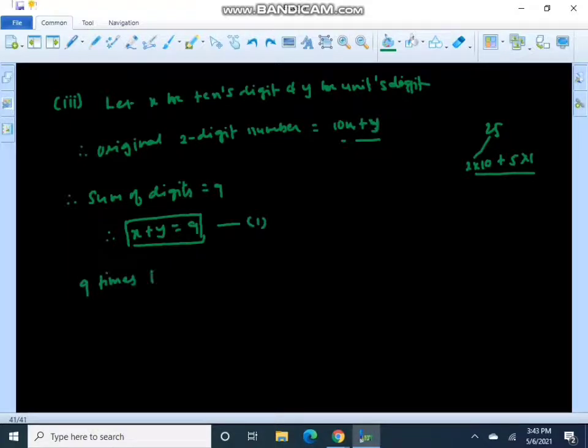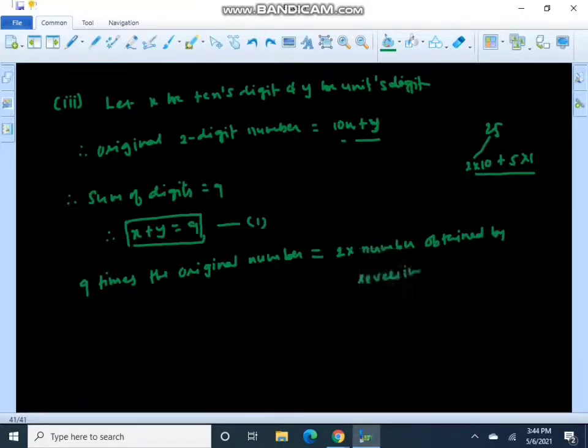Okay, so it is given that 9 times the original number is equal to twice the number obtained by reversing the digits. यानी पहले x टेंस डिजिट था, y यूनिट डिजिट था, अभी हमको रिवर्स कर देना है, यानी y को टेंस के प्लेस पे एंड x को यूनिट्स के प्लेस पे. सो न्यू नंबर क्या हो जाएगा अभी आपका 10y plus x, है ना. When you reverse the digits the new number obtained will be 10y plus x.